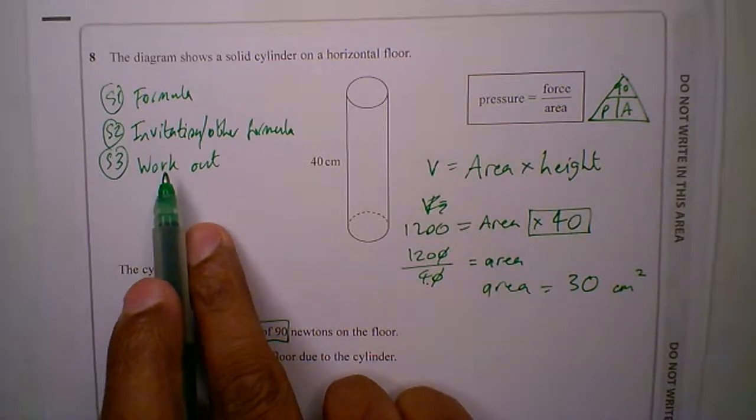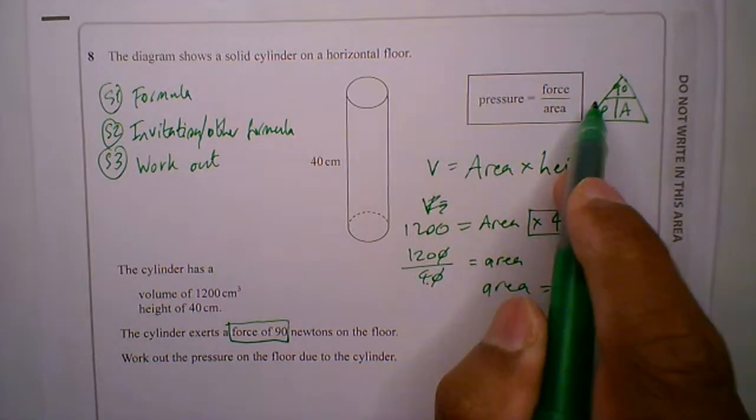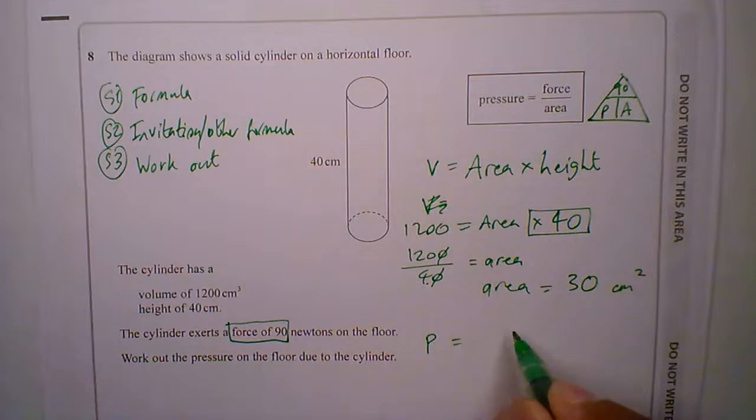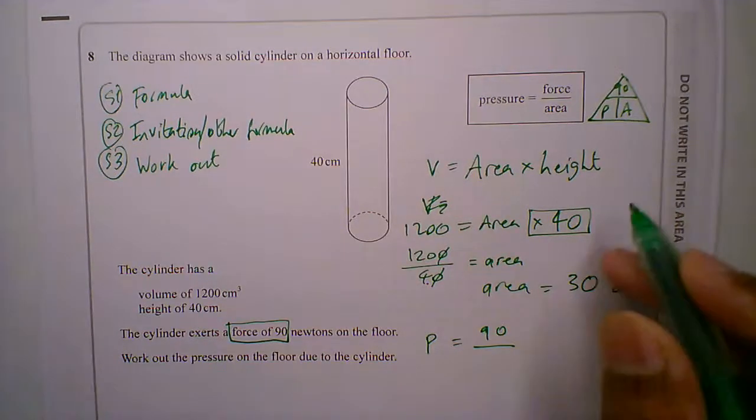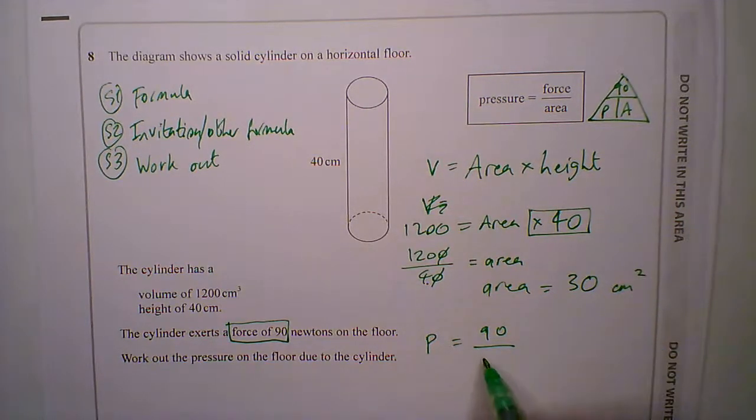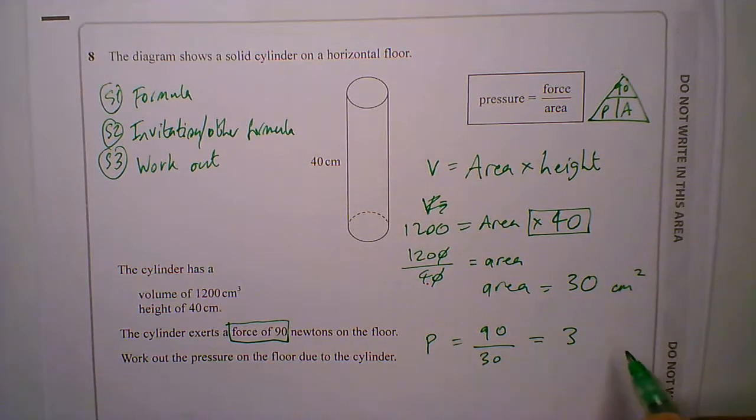Now I can go back to my original formula, which is pressure is going to be 90 divided by my area, which I've worked out as 30. So 90 divided by 30, the zeros cancel out, it's just 3. So my answer is 3.